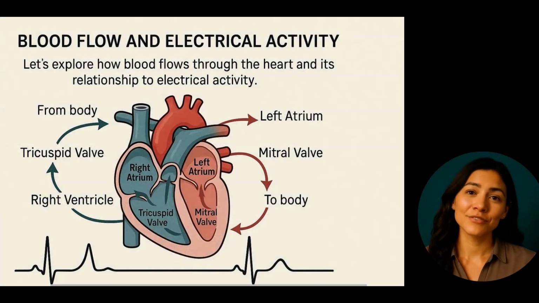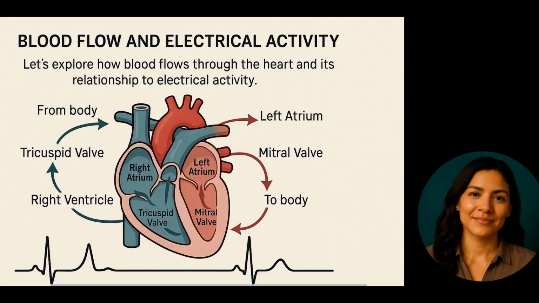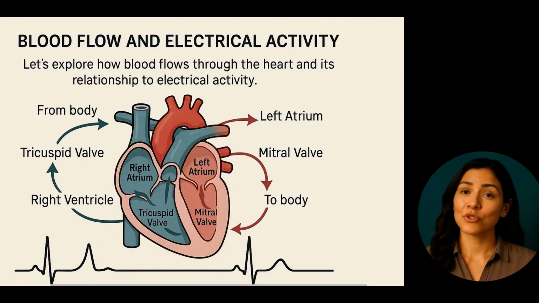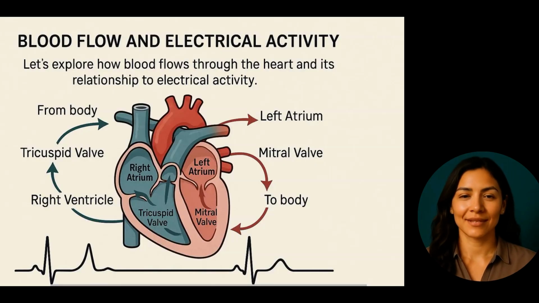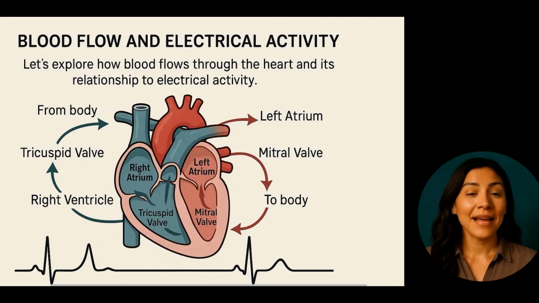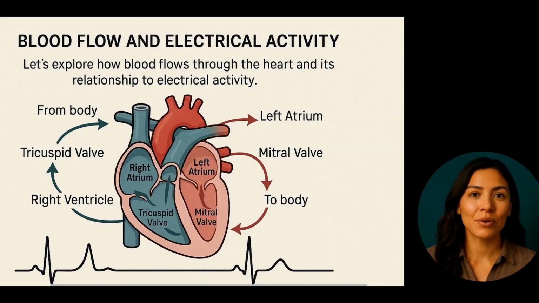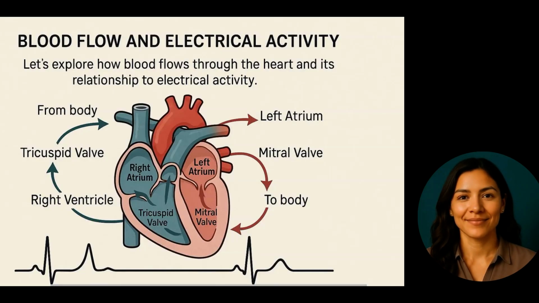Let's explore how blood flows through the heart and its relationship to electrical activity. Blood enters the right atrium from the body, flows through the tricuspid valve into the right ventricle, and is then pumped to the lungs. Oxygenated blood returns to the left atrium, passes through the mitral valve to the left ventricle, and is finally pumped to the rest of the body. This coordinated movement is orchestrated by electrical impulses that trigger each chamber's contraction in precise sequence.